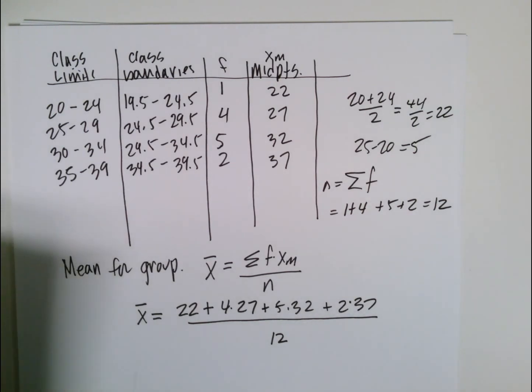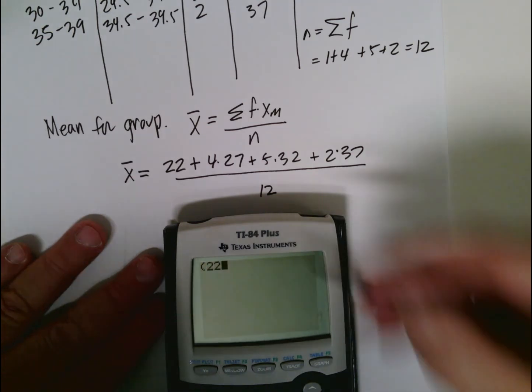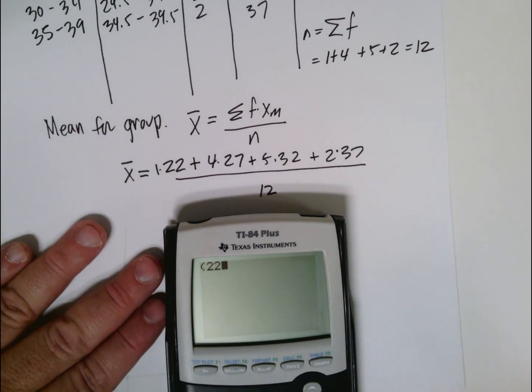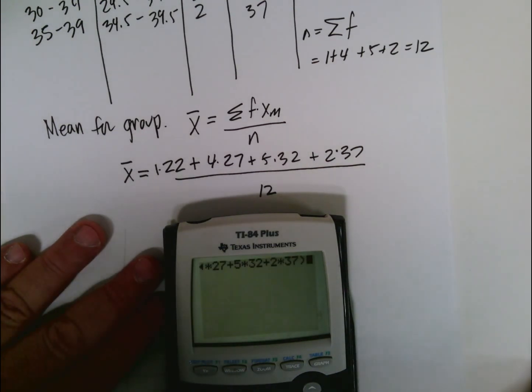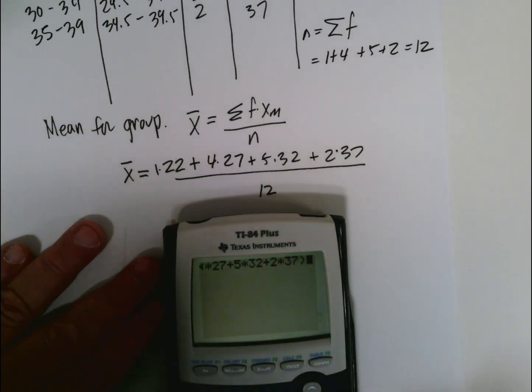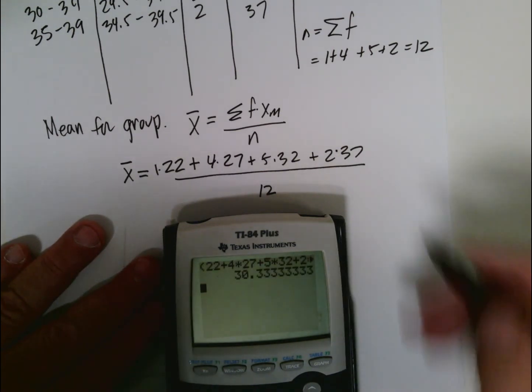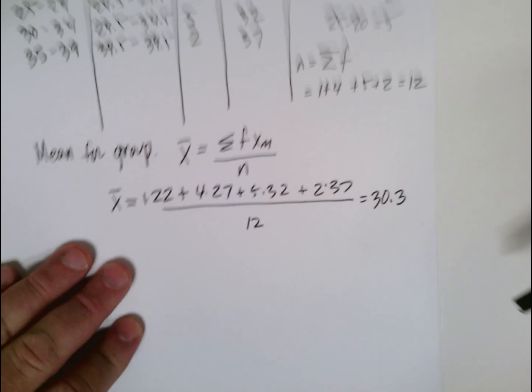Alright, so now at this point I think it's just easiest to plug in your calculator. So we'll do that. And of course you need parentheses. So we're going to go 22. Remember this was a times 1, but you don't really need to multiply by 1, so I just left it off. 22 plus 4 times 27 plus 5 times 32 plus 2 times 37. Let's double check to make sure we didn't type wrong things, which is always the case for me. Alright, so that looks good. So that's our numerator. Divide by 12 and we get 33 repeating. Use our rounding rule and we get 30.3. And we have our mean for grouped data.